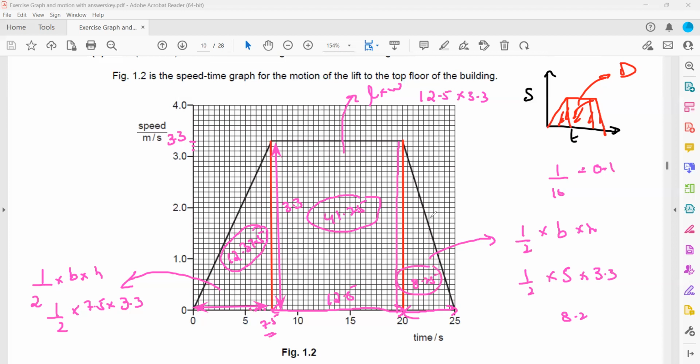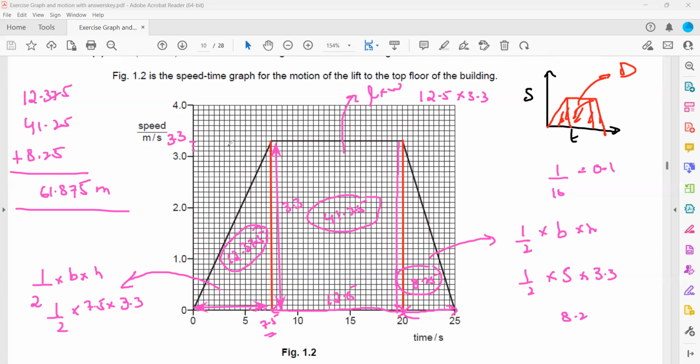But now the question is, what is the total distance traveled? So the total distance traveled is the area of all the parts. The first part area was 12.375. The second part area was 41.25 and the third part area was 8.25. We add them to get the total area, 61.875. If speed is in meters per second and time is in seconds, the final answer will be meters. So we'll get the distance as 61.875 meters.